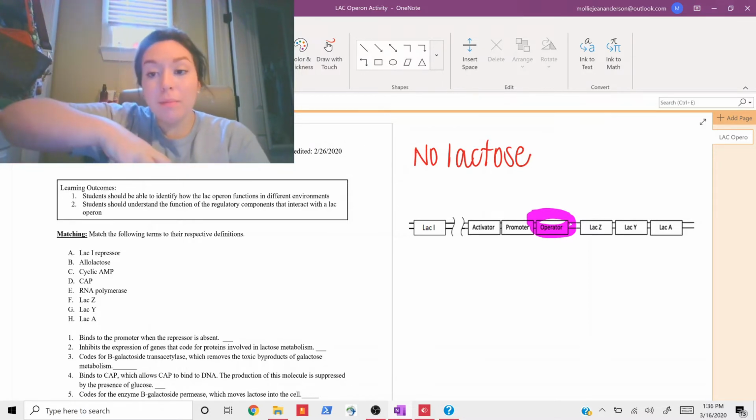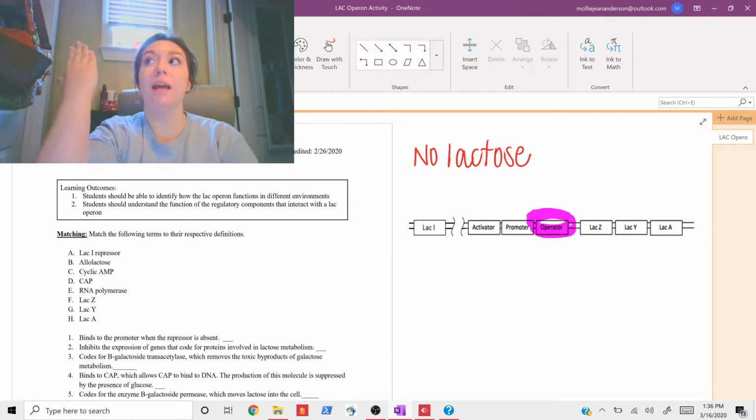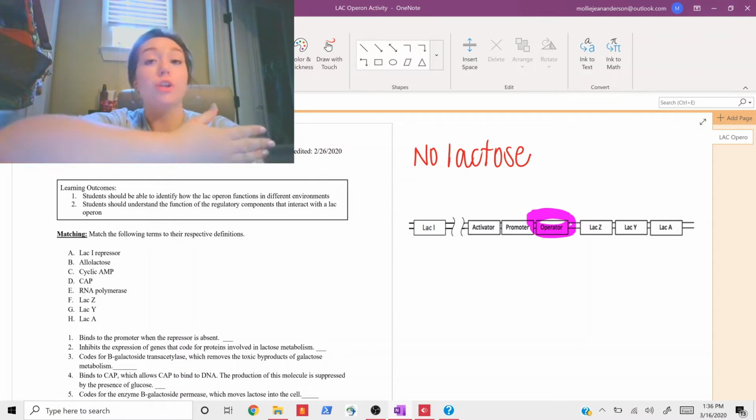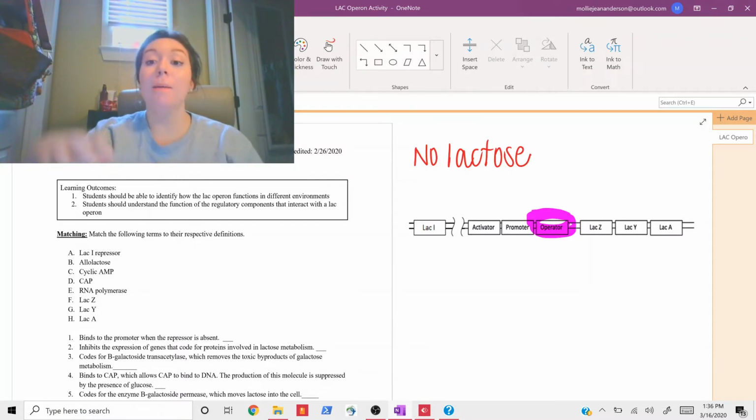He can be an angry man sitting on the operator. He can be a barrier on a train track. He can be whatever you want him to be. But just know that that repressor is bound to the operator. It is not going to lift off until you have something good to offer him. What the repressor wants is allolactose.